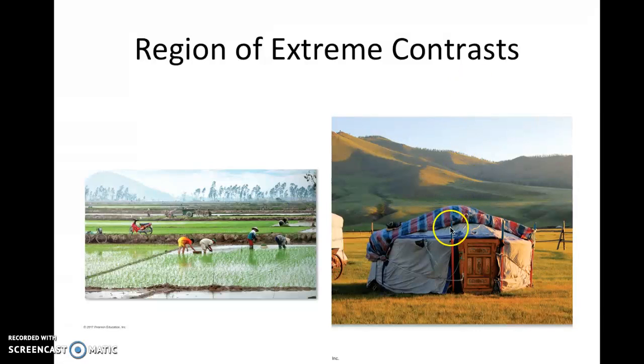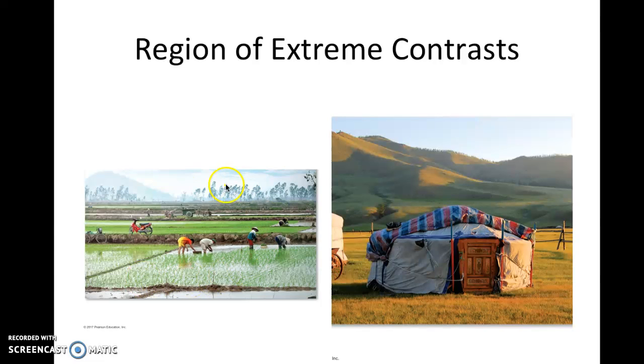Region of extremes. This is a yurt out in Mongolia. You see very few trees, mostly grass. You notice down here in this erosion, there's really not a lot of erosion, which means there's not a lot of moisture. There's not a lot of rain falling, not a lot of water running off.